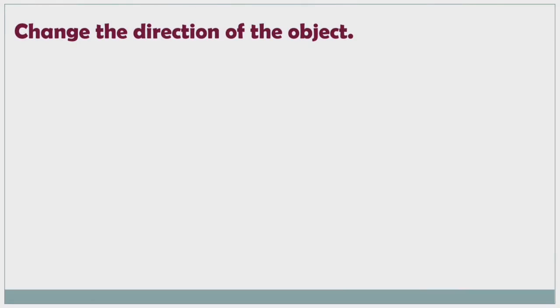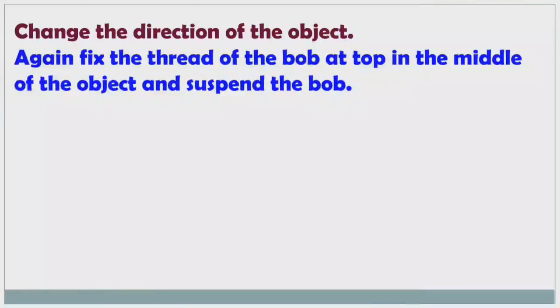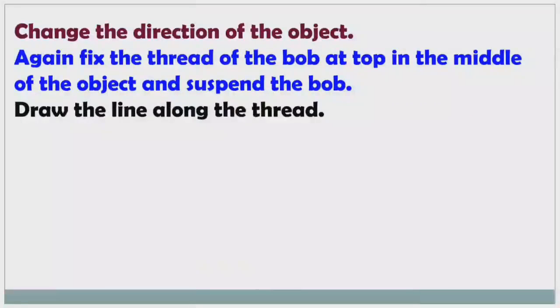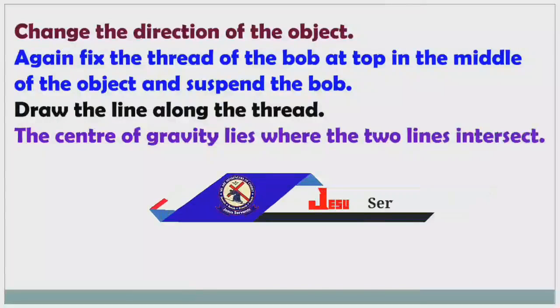Now change the direction of the object. Again fix the thread of the bob at the top in the middle of the object and suspend the bob. Again draw the line along the thread. The center of gravity lies where the two lines intersect.